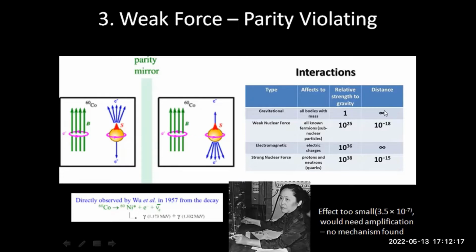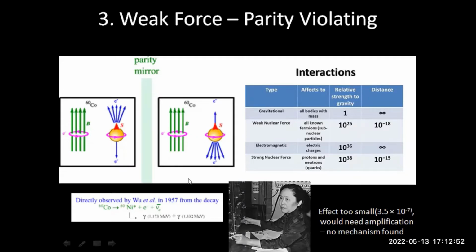These forces also have different ranges. For example, the gravitational force goes as 1 over r squared, so it goes out to infinity. And the same for the electromagnetic force. But the strong force and the weak force, the nuclear forces, have very short range. So they're mediated by very heavy bosons. Whereas the gravitational and the electromagnetic force are mediated by essentially massless particles. So they have an infinite range.